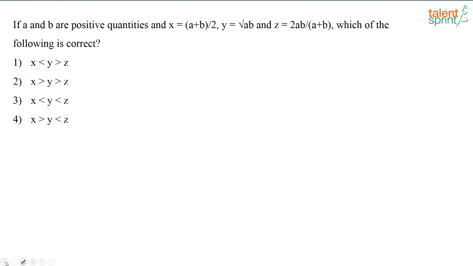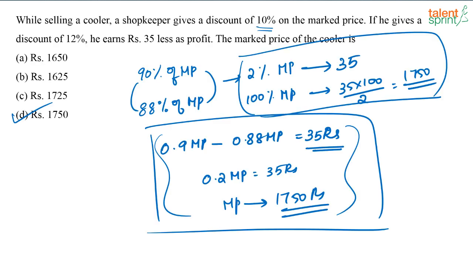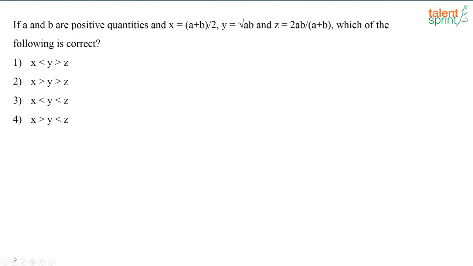So Sony says for the previous question, ma'am, we can also check with options. Definitely Sony, that is also a very good way in which you can solve the question. You can also cross check with options given.